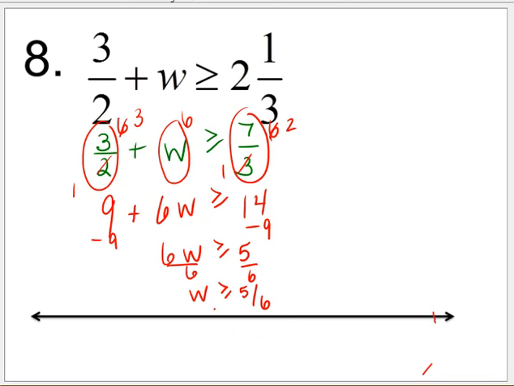Now, it's a little bit different because I haven't had any fraction answers before, but we'll go ahead and put 5/6 on the number line, and I'll place 1 next to it, and I'll place 0 down here. 5/6 says greater than or equal to, so I will use a closed-in dot, and I will shade to the right.